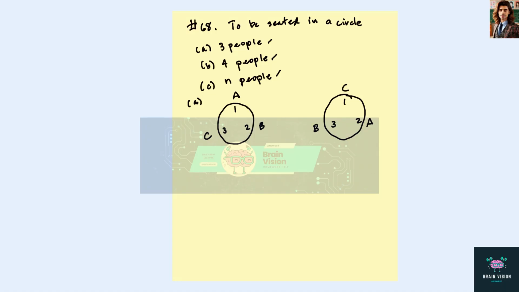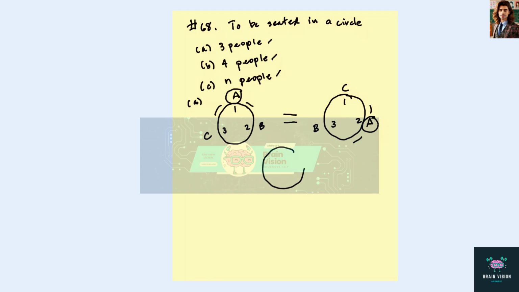Right? Note that these 2 arrangements are actually the same because each person has the same position with respect to the others. For example, if you look at A in the first arrangement, to his right is C, to his left is B. In the second arrangement, if you look at A, to his right is C, to his left is B. And the same is true for the other people, B and C. Right? So we say these 2 arrangements are actually the same.